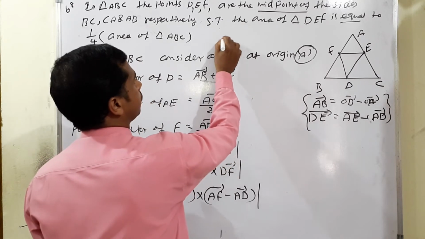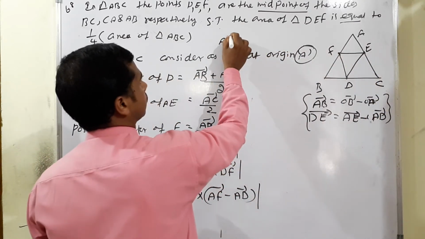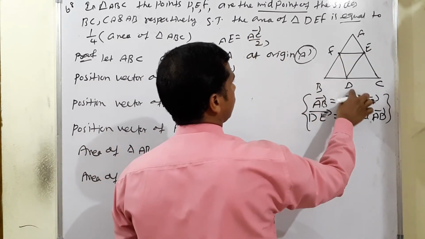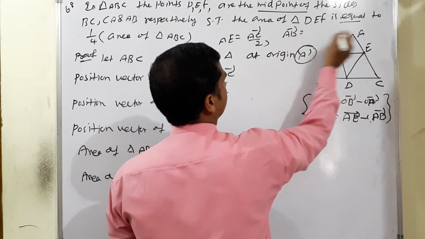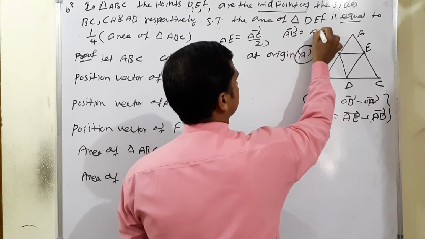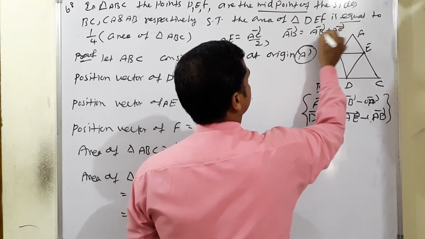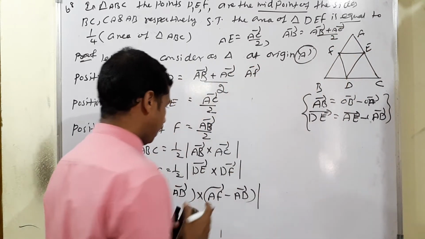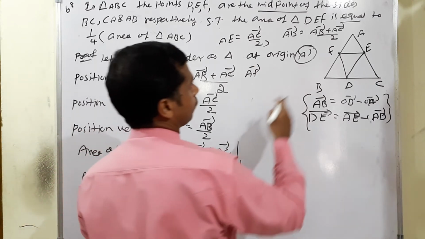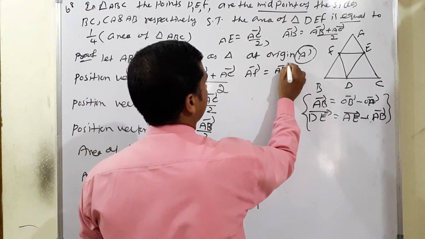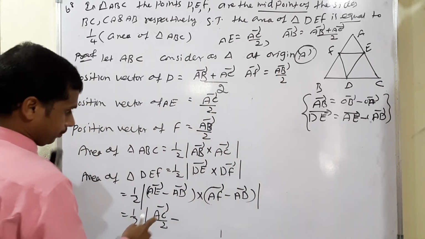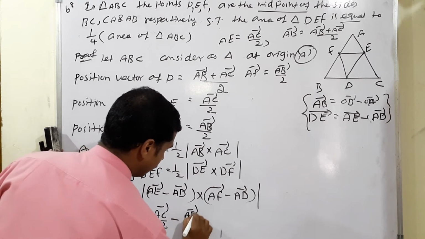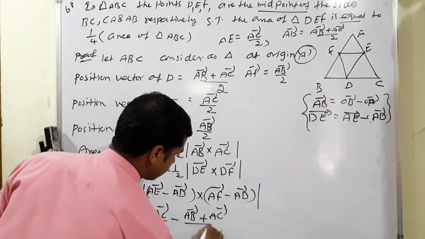I will write it here. What is the meaning of AE? AE means AC vector divided by 2. Then what is the meaning of AD? AD vector is equal to AB vector plus AC vector divided by 2. Last condition, AF also. Now AF is equal to AB vector by 2. Now AD vector means AB vector plus AC vector by 2.